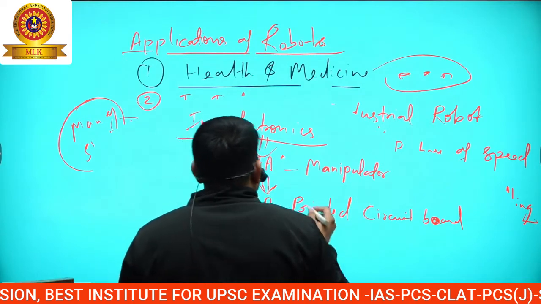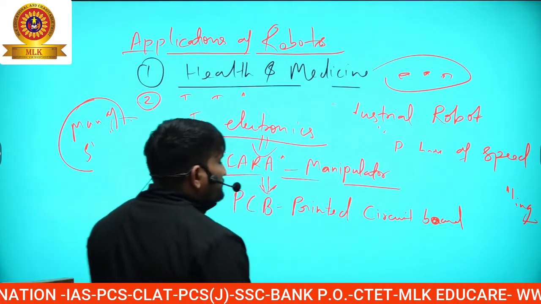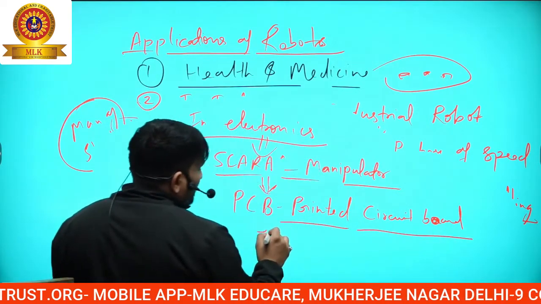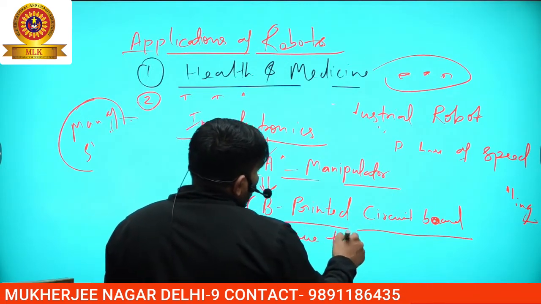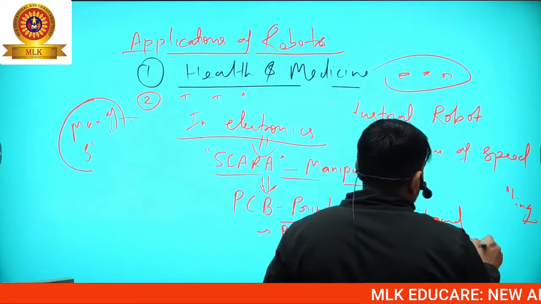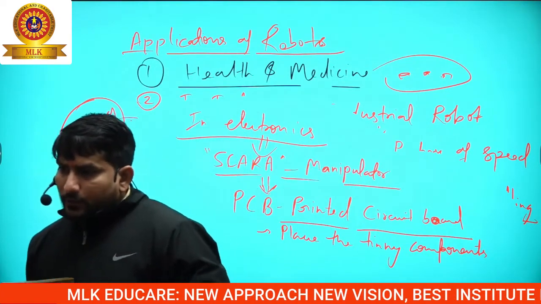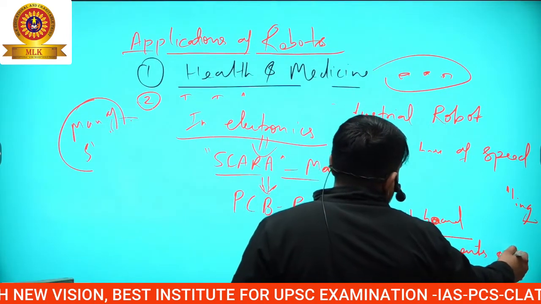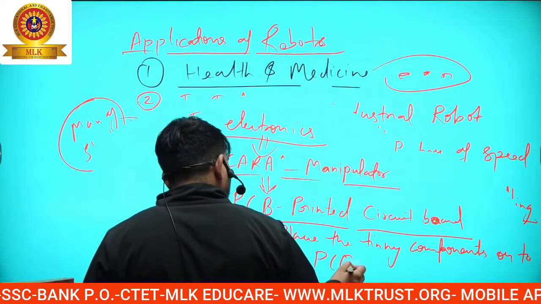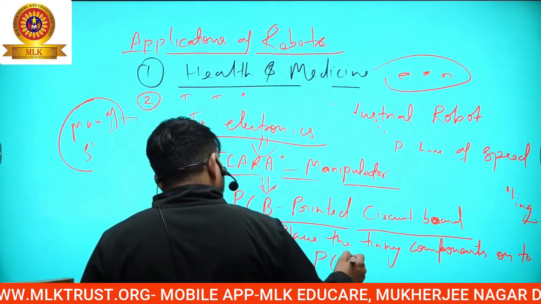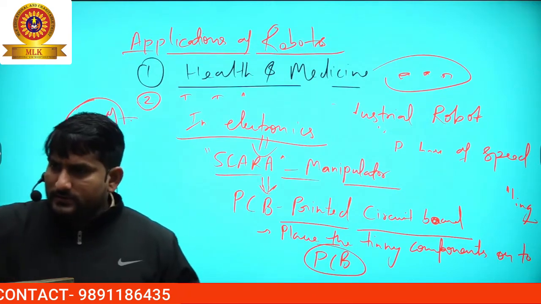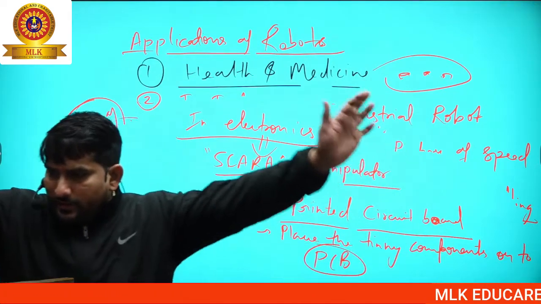So this is a SCARA manipulator, which is used for the development of the printed circuit board, and it can be used to place the tiny components onto the PCB. ठीक है, this is a printed circuit board. Clear? So in electronics, the robots can be used.